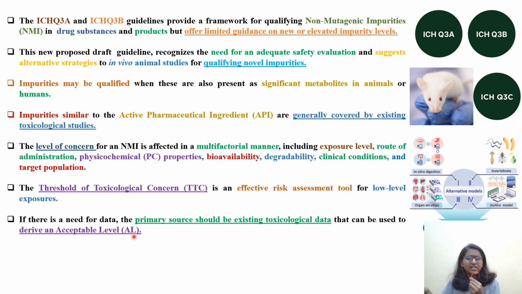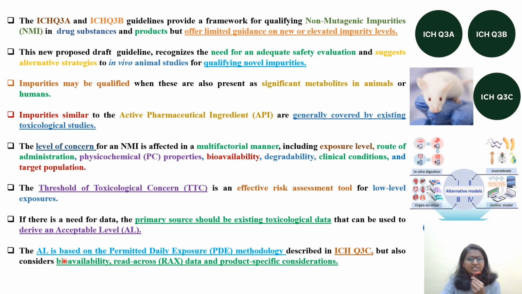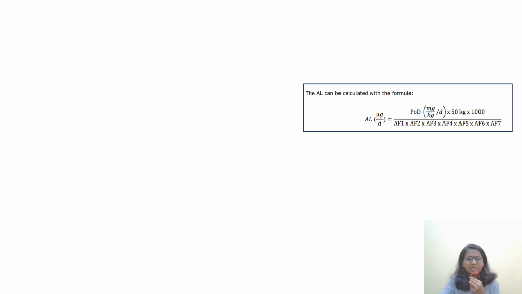Actually, these two can also be covered under either the ICH or EMA shared manufacturing guideline, where database incompleteness can be covered under a modifying factor, or a PK correction factor will be there. Let's see when the formula comes in the upcoming slide; you will understand better. AL is based on the permitted daily exposure methodology described in ICH Q3C, but also considers bioavailability. Additionally, a route correction factor is already there actually. Read across data will be there. So if you are considering read across data, how much similarity is there, based on that you can add one more factor. And product specific considerations. So these are the additional things that you will see in the case of acceptable level. So this is the formula.